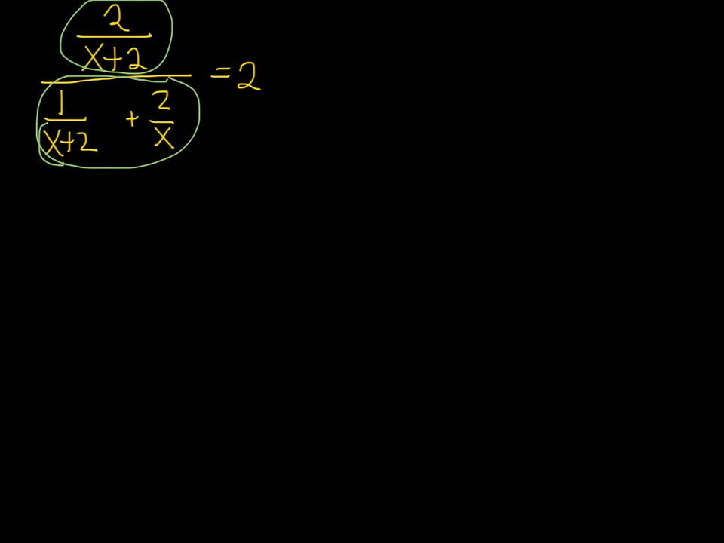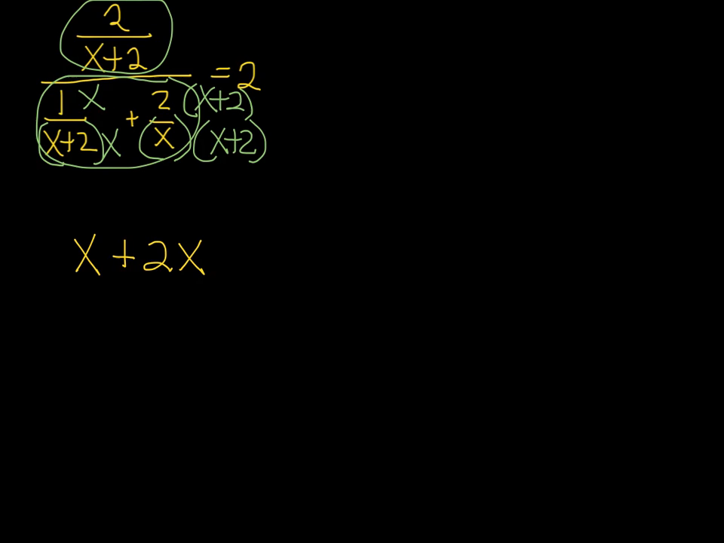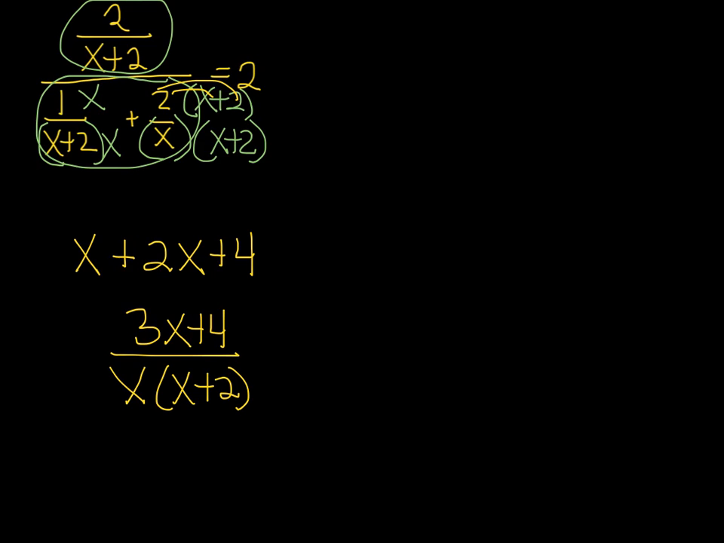So in order to make these denominators common, I need to multiply top and bottom here by x, and top and bottom here by x plus 2. So that gives me x plus 2x. I'm going to go ahead and distribute my 2 and get plus 4, which is 3x plus 4, over my common denominator, x times x plus 2. So that's simplified. That's the denominator.